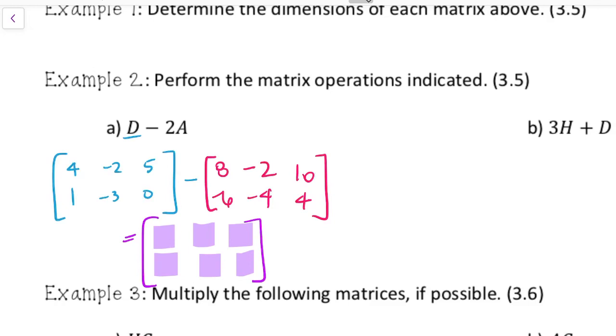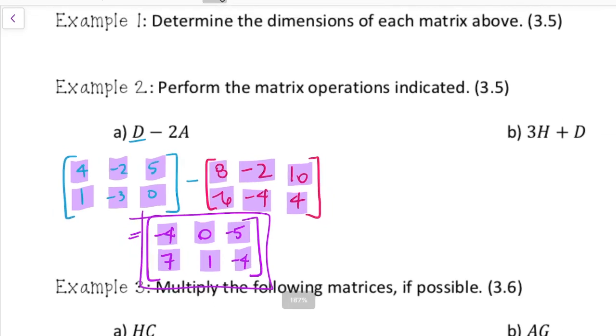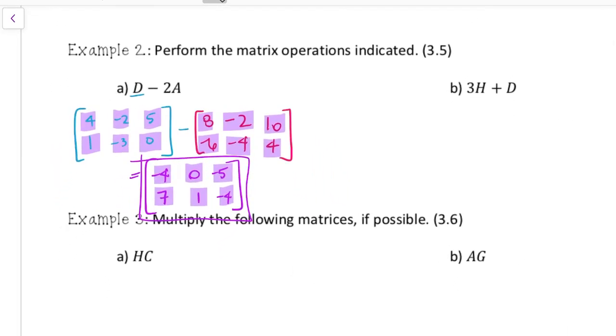And so then in our top left corner, we just take 4 minus 8, which is -4. -2 minus -2, we add, so we get 0. Top right corner, we take 5 minus 10 is a -5. 1 minus -6 is 1 plus 6, so we get 7. -3 minus -4, that's again plus a positive. So -3 plus 4 is 1, and 0 minus 4 is -4. And that is our final answer. You will do example B for homework, so 2B for homework.